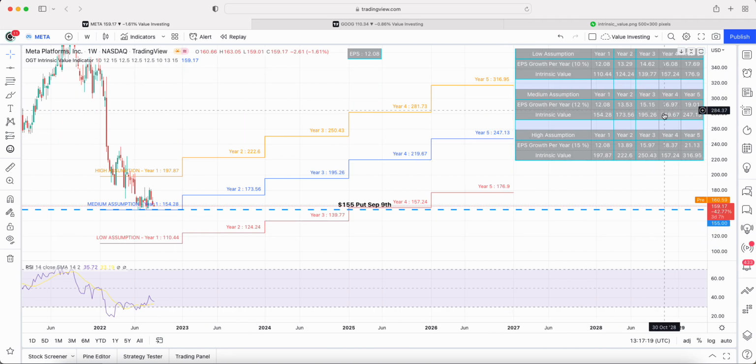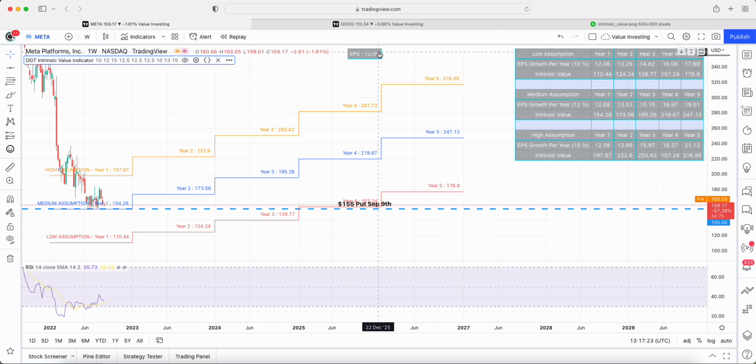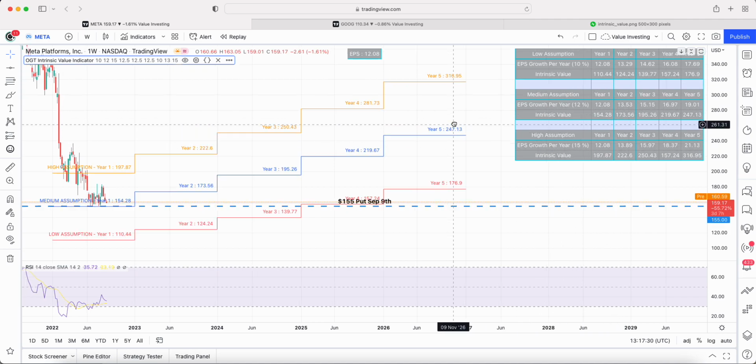It also gives you a table view of what that is over there. So you can see what the current earnings is, and then what the growth of those earnings is based on your extrapolation, your return, and your earnings multiple.